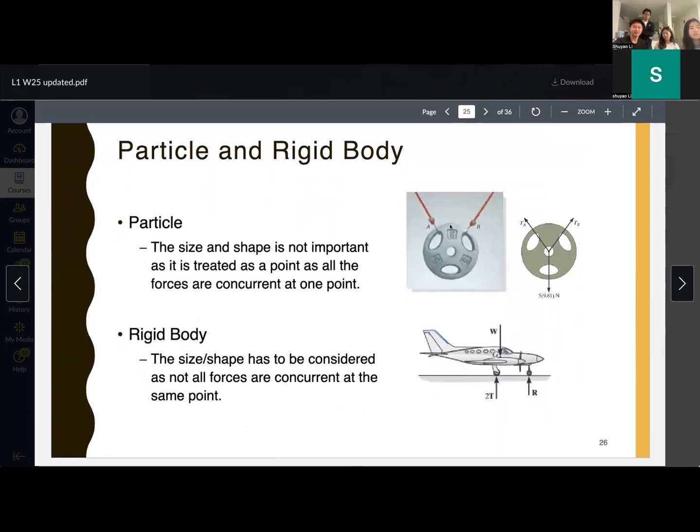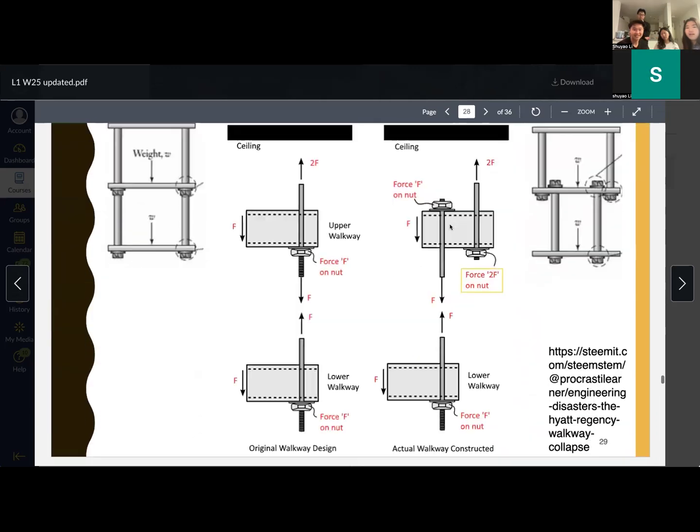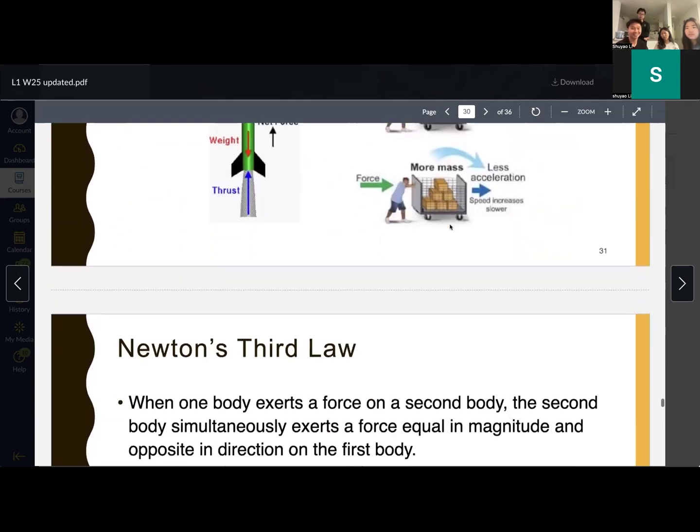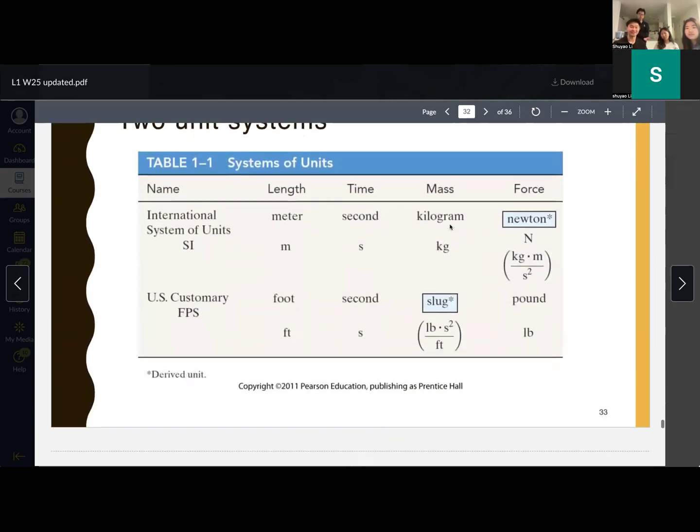Another thing we have is particle and rigid body. A particle is when we take something as a point of mass, so the shape of the object doesn't matter. Whereas with a rigid body, you actually have to look into the actual shape and consider all the forces and where the forces act. That's about it for lecture one. We also go over Newton's first, second, and third laws, but these are quite simple and will be discussed later in more detail.